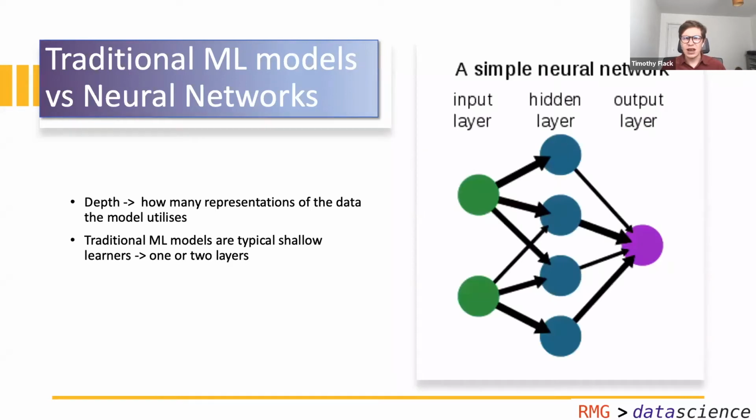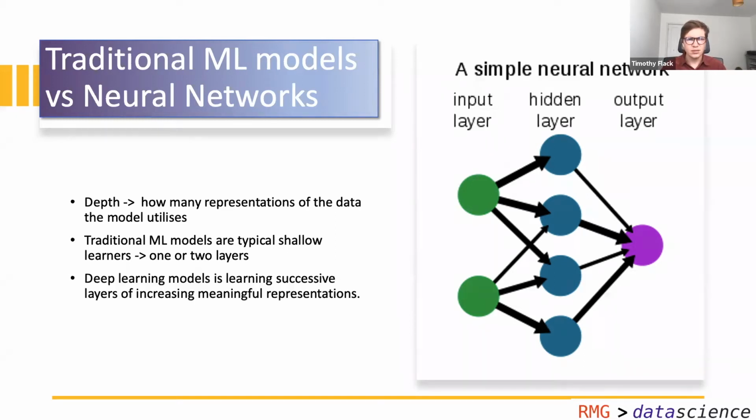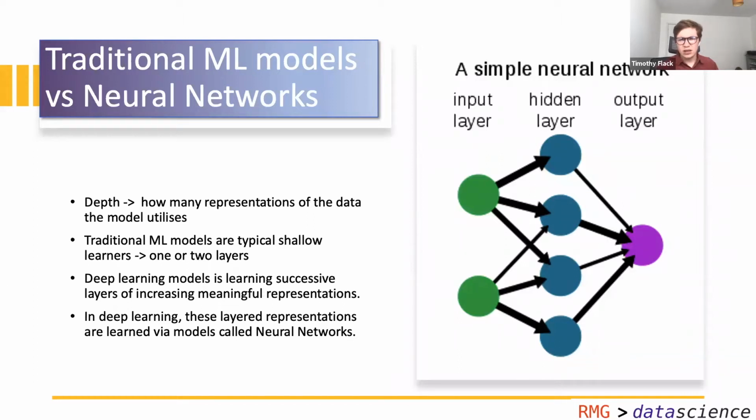In the picture on the right, you can see a very simple neural network where you have an input layer, a hidden layer, and then an output layer. So there are 3 layers here for a simple neural network. And deep learning models is the process of learning successive layers of increasingly meaningful representations. In deep learning, these layered representations are learned via models called neural networks. So in summary, deep neural networks map inputs to targets or outputs via a deep sequence of simple data transformations, which are our layers that do the transformations, and these transformations are learned by exposure to examples.